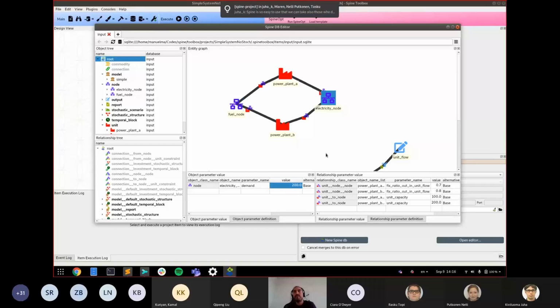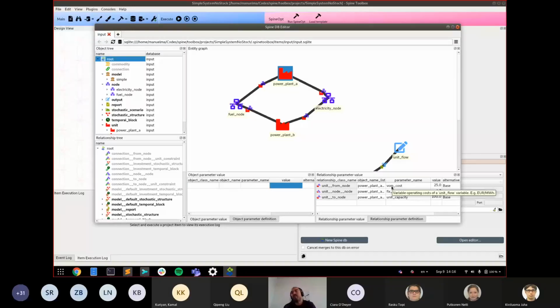For the electricity node, I have defined a demand of 200. And for the power plants, I have defined the cost, which has this name that again is intended to be consumed by SpineOpt. And I have the fixed ratio at which this unit converts energy from fuel to electricity. And I have a capacity, and something similar for the power plant B. And this is my input database.